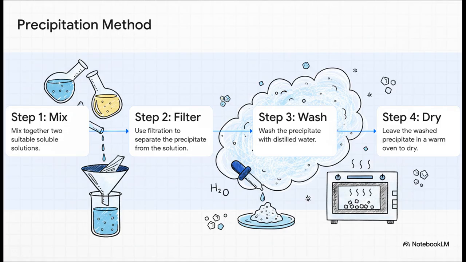And the process itself? Super straightforward. You mix your two solutions, the solid salt forms, and because it's insoluble, you can just filter it out. Give it a quick wash with some distilled water to get rid of any junk, let it dry, and you're done. You have a pure, dry, insoluble salt.